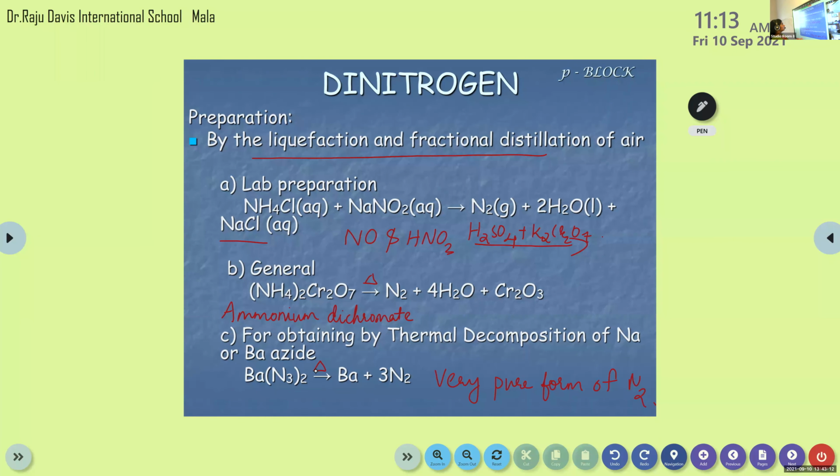So these are the different methods of preparation of nitrogen molecule. First one belongs to large scale production. Second and third are laboratory preparation methods. Then the fourth one is used to obtain the very pure form of nitrogen. Clear, children?